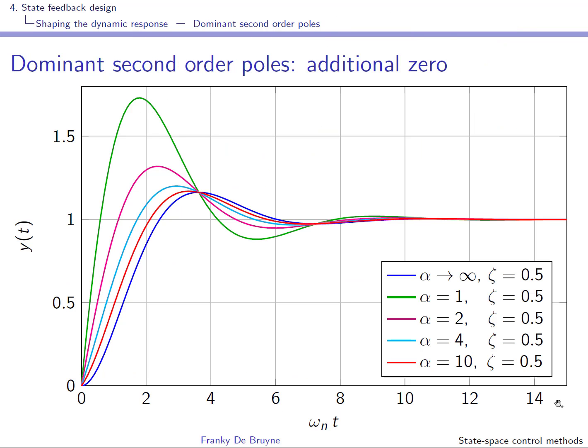So here we have the step responses of the systems with a zero in minus alpha sigma, and you see here in blue the response where alpha tends to 0. So basically this is the step response of the transfer function without the zero. So it's this one over here.